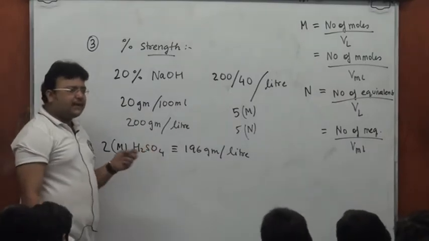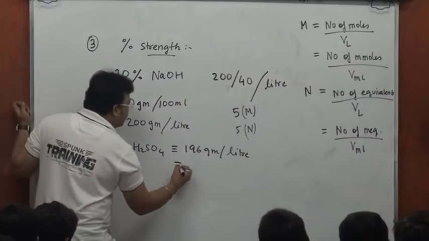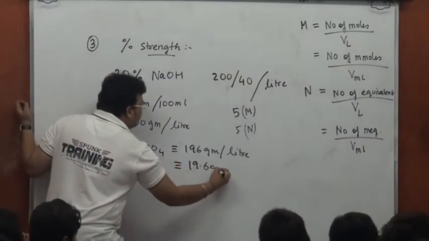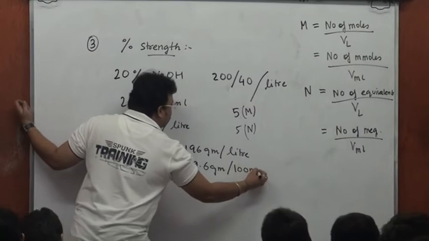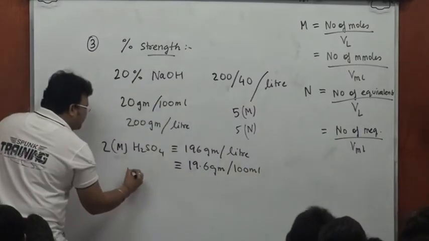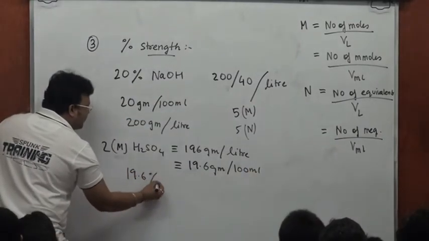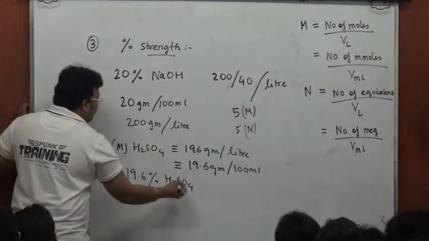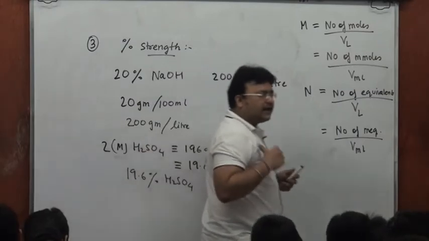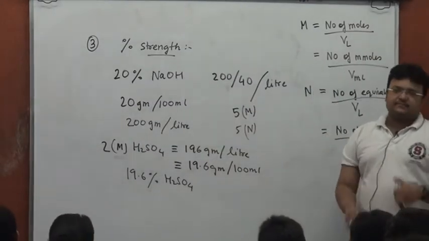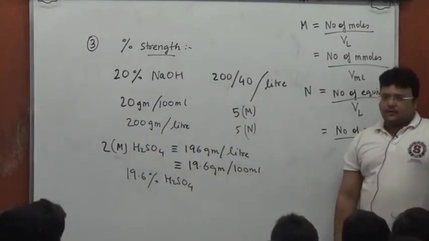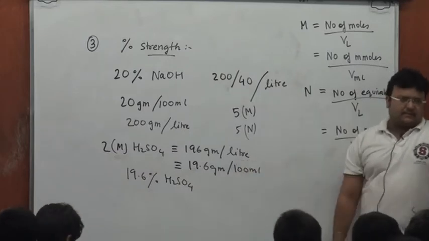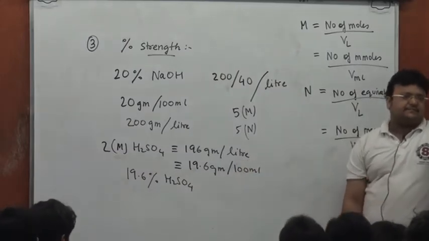So 196 grams per liter should look like 19.6 grams per 100 ml, and the way we use percentage, it's going to be 19.6% sulfuric acid. So this is how you convert normality or molarity to percentage, pretty fundamentally.